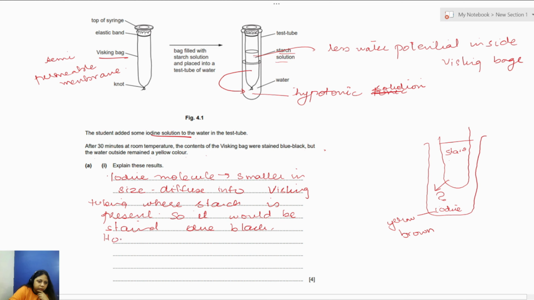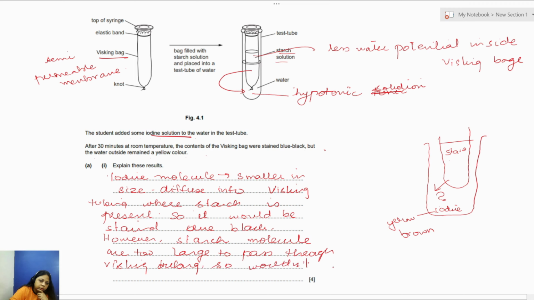However, on the other hand, starch molecules being bigger in size, starch molecules are too large to pass through the whisking tubing, so they are not diffused out. They wouldn't diffuse out. Okay, if they won't diffuse out, so your water would remain yellow.